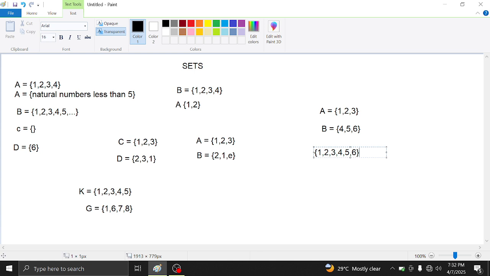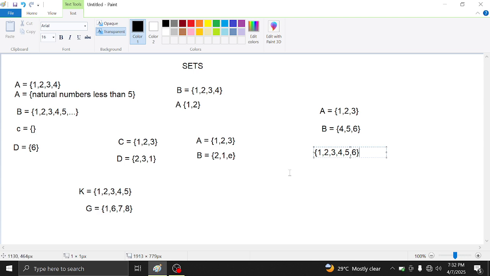Now the complement of a set. Let's say a set A is a subset of the universal set U, and the complement of A is the set of members which belong to the universal set U but do not belong to set A. Okay, so let's make an example of that.